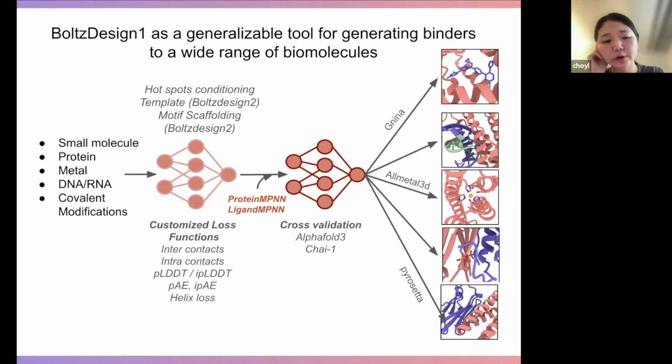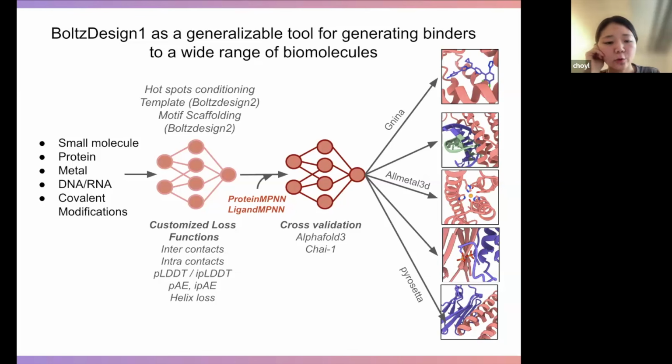But the cool thing is you can always customize the loss. So if you want to maximize the intercontact, you can just increase the weight for the intercontact loss. If you also want to maximize the negative helix loss, to generate more beta sheets, you can penalize the positions i and i+4 in the contact map. In that case, you can reduce the amount of helix generated from the whole process.